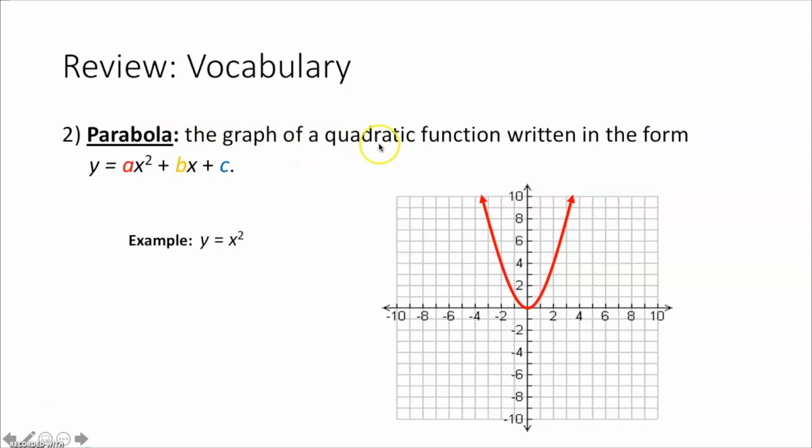Next thing we're going to do is review a parabola. That's the graph of a quadratic function written in the form y equals ax squared plus bx plus c. And here's the graph of y equals x squared. So if you plot all the points for y equals x squared, you get this U-shaped curve. Anytime you graph a quadratic function, so a function of degree 2, you're going to get a U-shaped curve. If your a is positive, it's going to open upward. If your a value is negative, it's going to open downward.